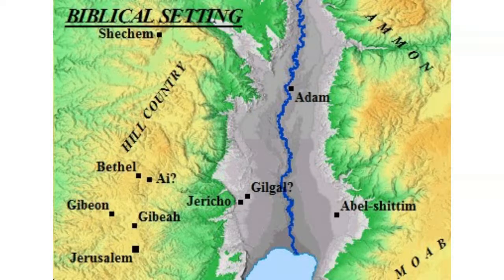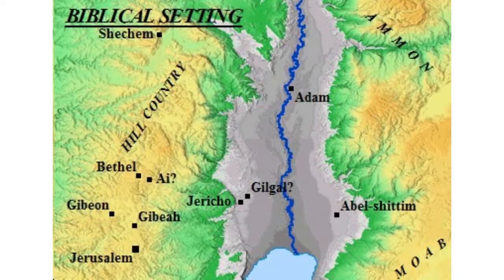12 men from the people, 1 man from each tribe, and command them, saying, take up for yourselves 12 stones from here out of the middle of the Jordan, from the place where the priest's feet are standing firmly, and carry them over with you and lay them down in the encampment where you will spend the night.